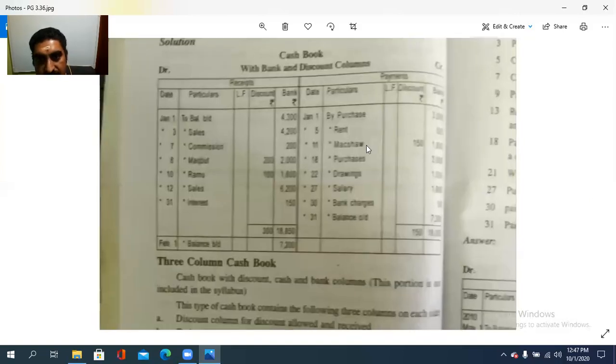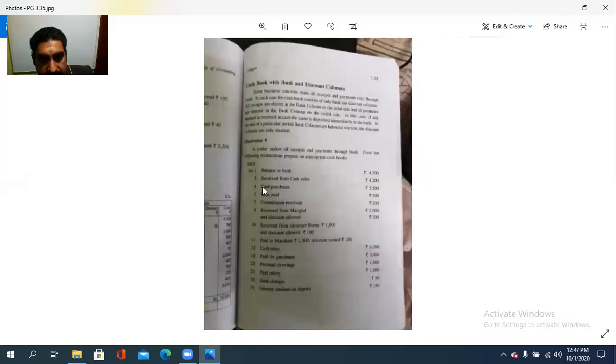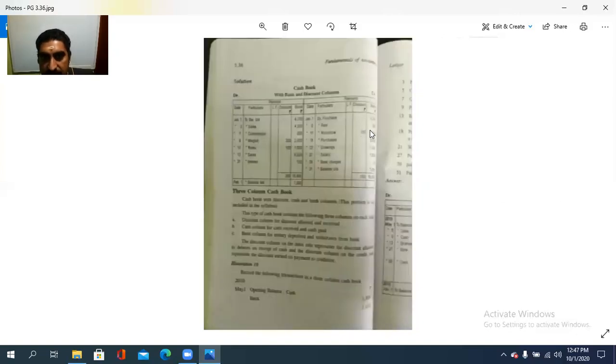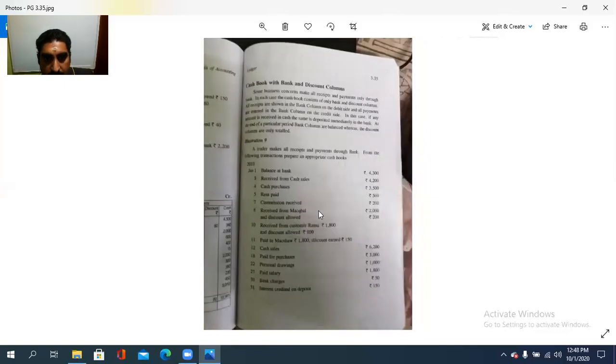Look, 3,500. Then next, rent paid. Rent account debtor to cash. So by rent 500, isn't it? By rent, see 500. Next, commission received. What is the entry? Cash account debtor to commission. So to commission 200.